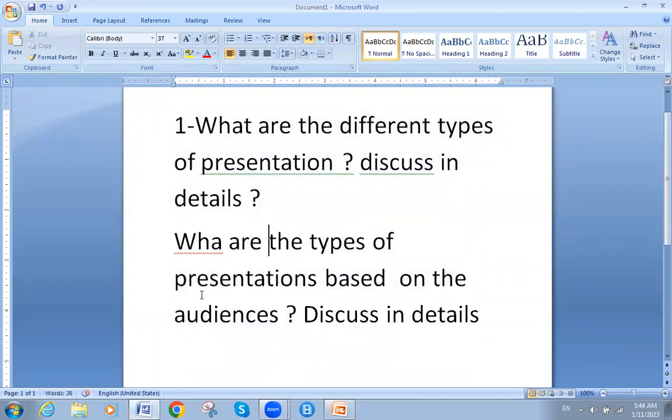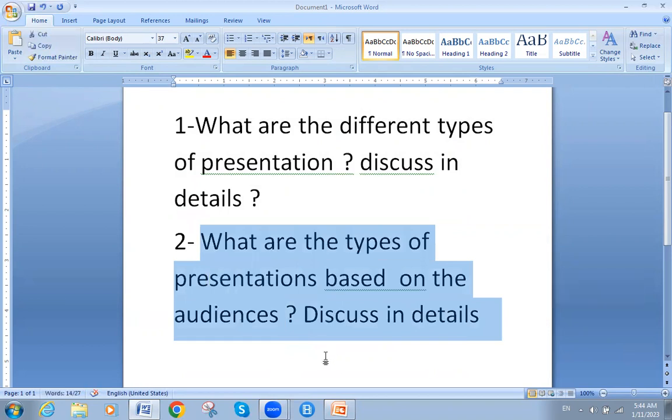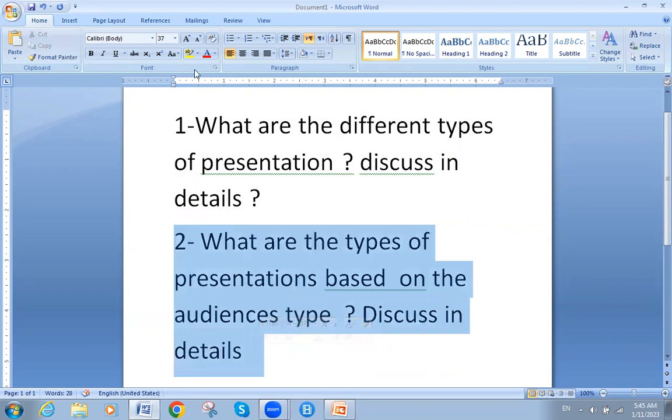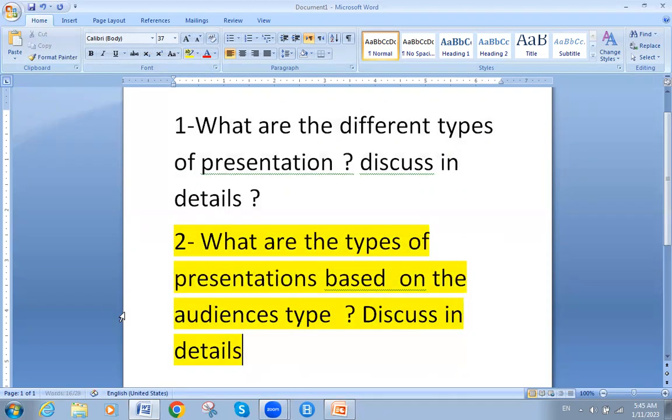What are the types of presentations based on the audiences? I would say around 5 minutes. This is the second question, and we are in this second question now. Audience type. Discuss in detail. This is the question which I'm highlighting right now, and I'm expecting that you go for an answer to it. I shall pause here for around 5 minutes before we move into another lecture. Thank you so much.